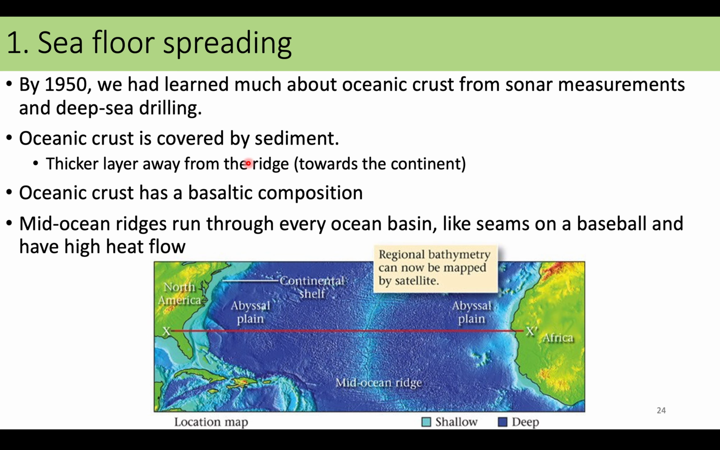So ocean crust also has a basaltic composition. So that is a type of rock. It is a basalt. It's a more dense rock. So we're learning that this oceanic crust is more dense. They also found that these mid-ocean ridges that run through every ocean basin have very high heat flow. There's a lot of heat coming out of these mid-ocean ridges.